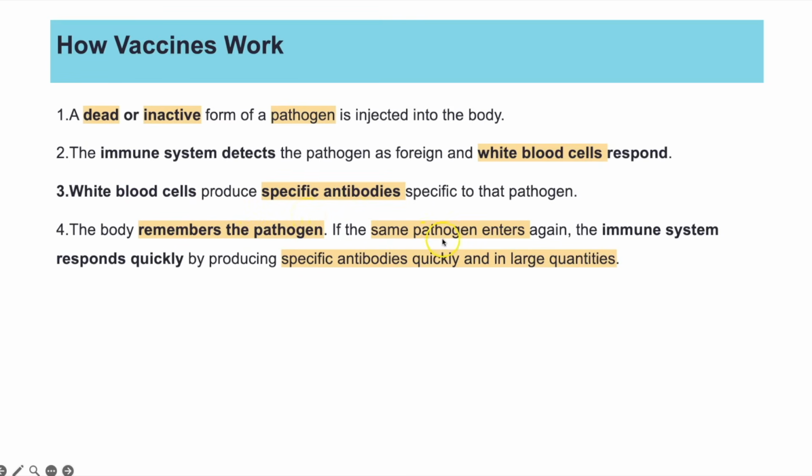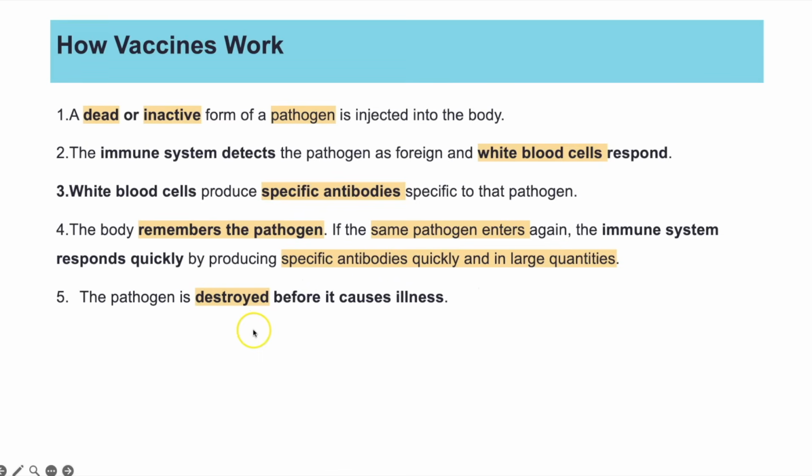So if you are reinfected with the same pathogen later on after your vaccine, the immune system is able to respond really quickly and create large quantities very rapidly of that specific antibody.